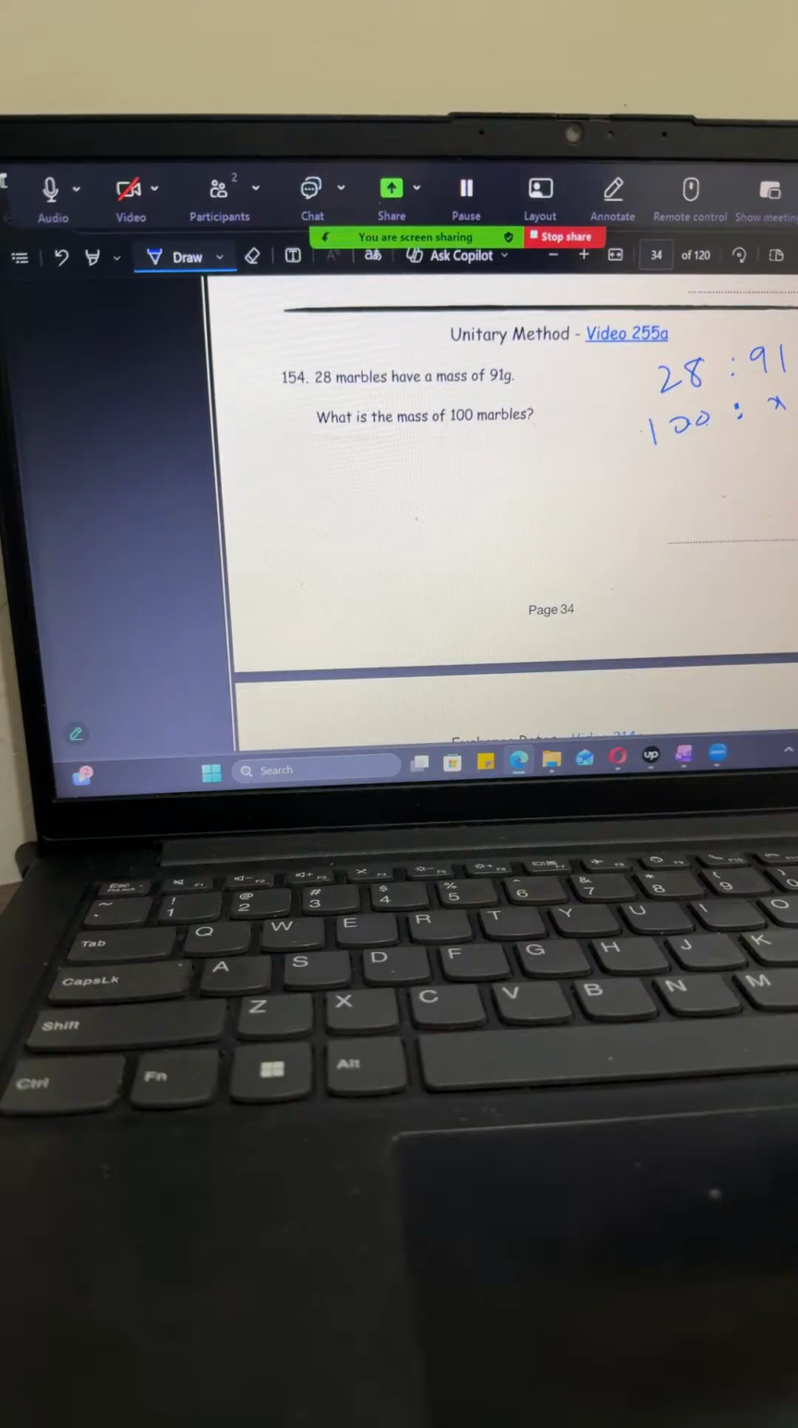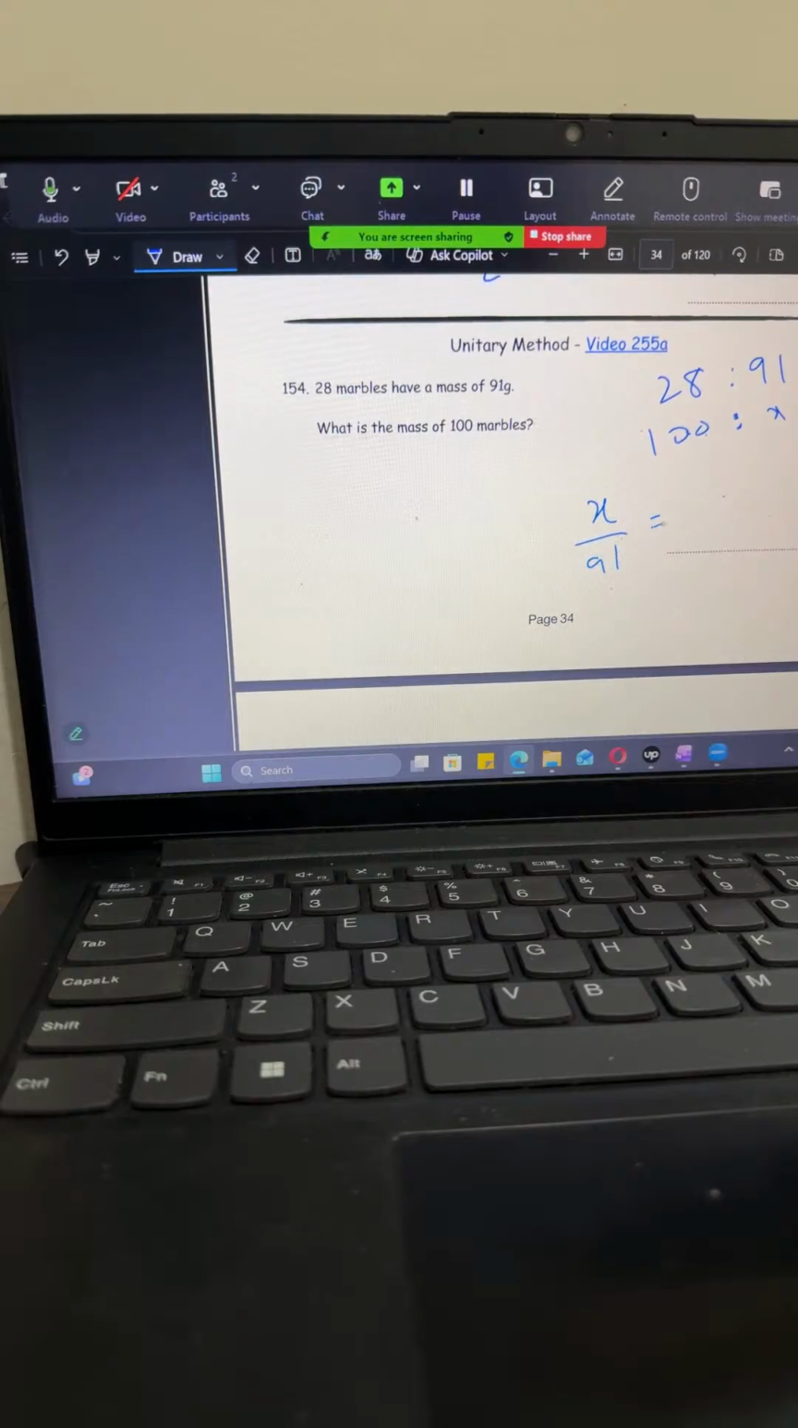So then to get from 28 to 100, we have to. No, you can do that also, but it is kind of complicated. Do you remember dividing and then making the equation? So we can do x divided by 91 is equal to 100 divided by 28. Oh, okay. And I think you can do this on the calculator, because it is difficult to solve this one without the calculator.